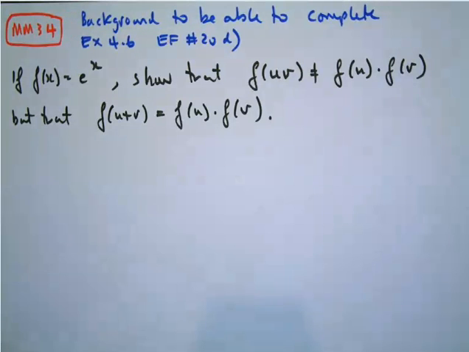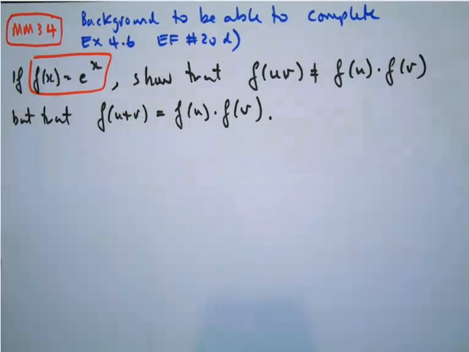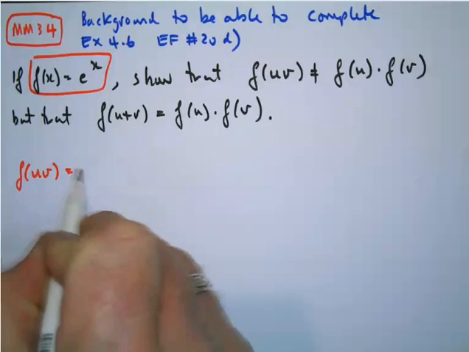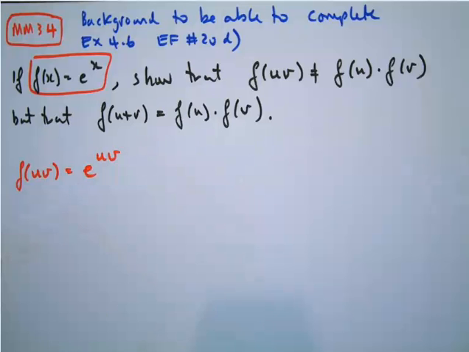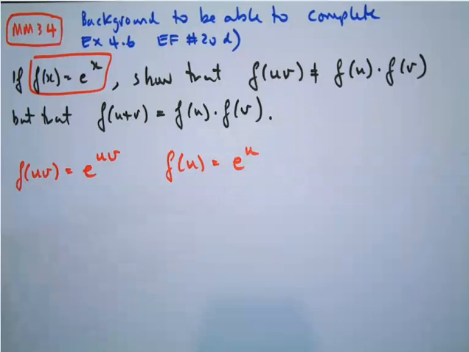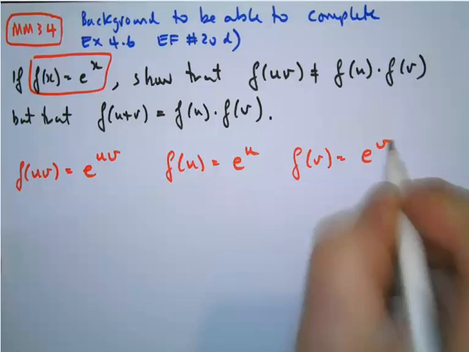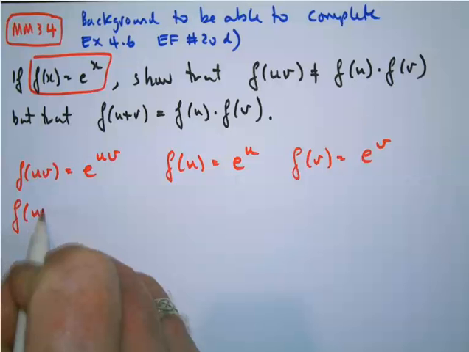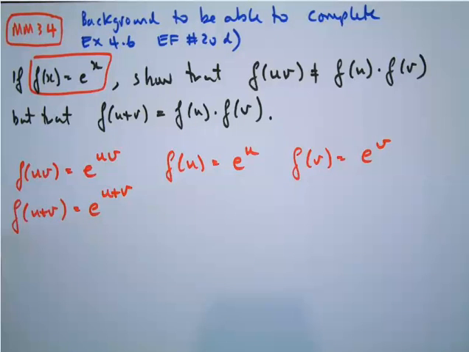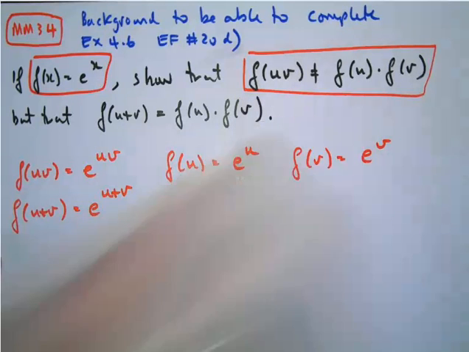Okay, let's take the first one. I know that f of x equals e to the x. Therefore, f of uv will equal e to the uv. F of u will equal e to the u. F of v will equal e to the v. And f of u plus v will equal e to the u plus v. So let's prove that this does not equal that.